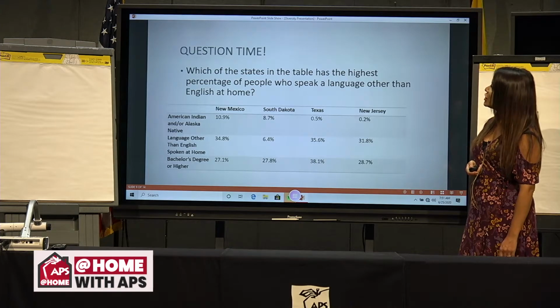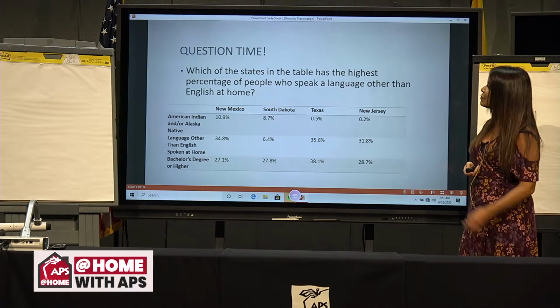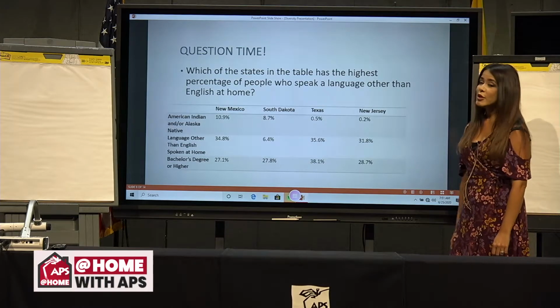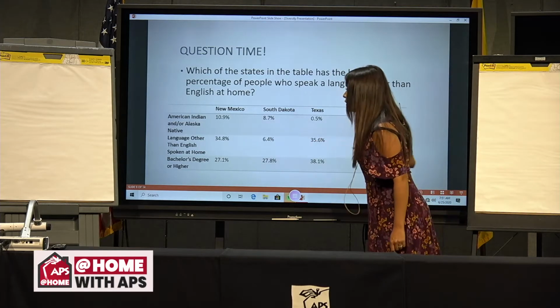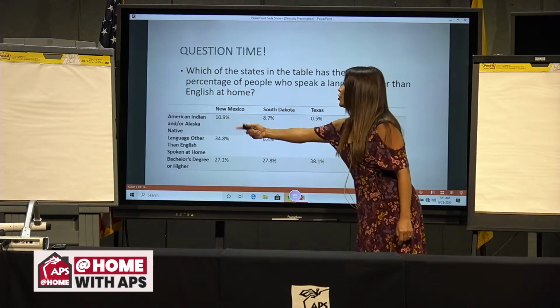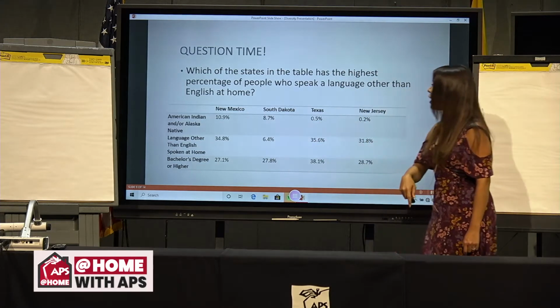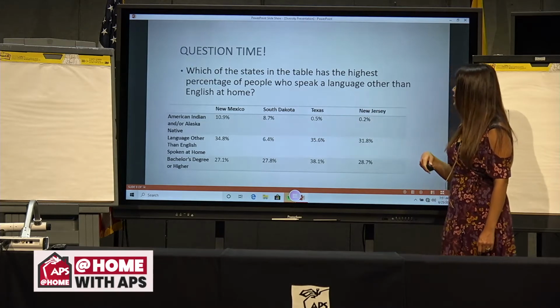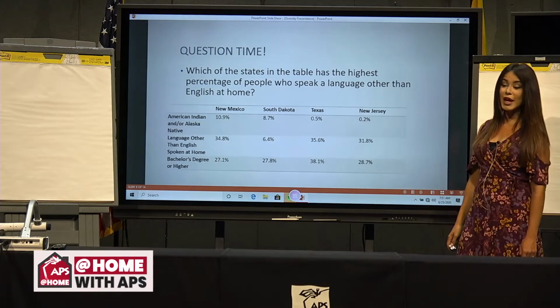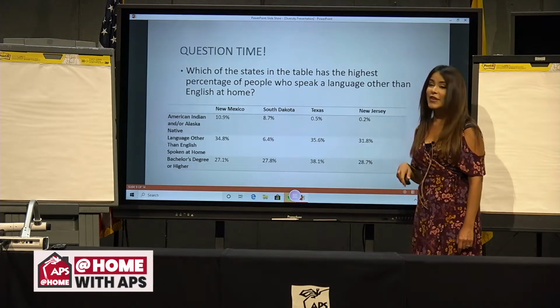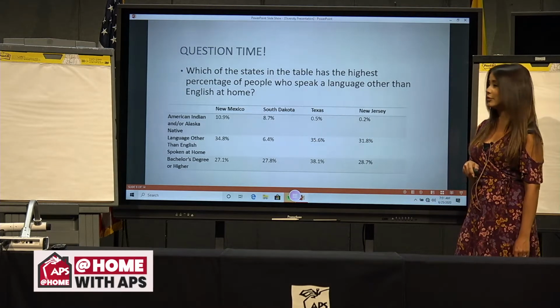Next one. Which of the states in the table has the highest percentage of people who speak a language other than English at home? So again, we'll be looking at this row. New Mexico, 34.8, South Dakota, 6.4, Texas, 35.6, New Jersey, 31.8. Looks like Texas barely beats New Mexico with 35.6, just like we said before.